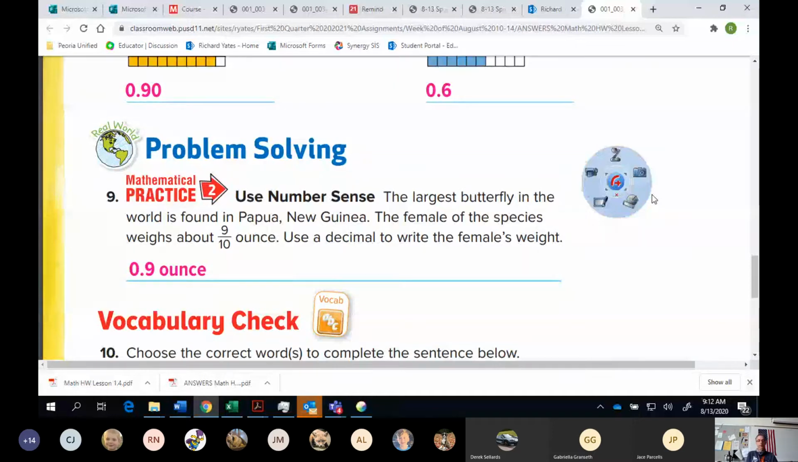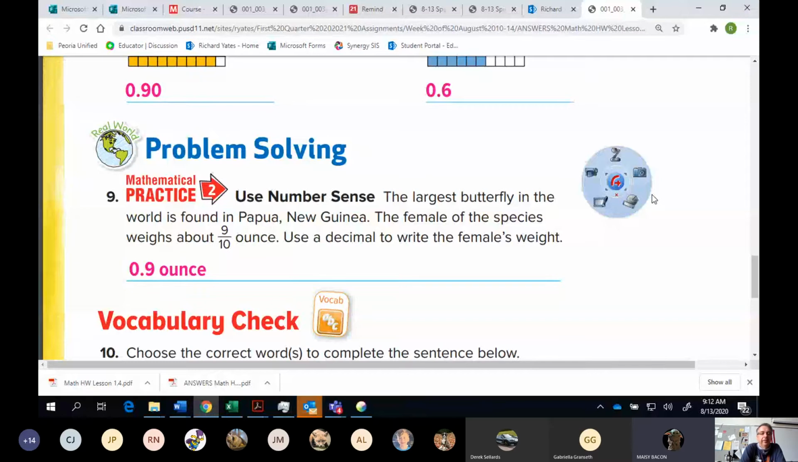Maisie, you want to go and mute your microphone? Take a look at your screen and read number 9. Use number sense. And by the way, it's Papua New Guinea as the country. I want you to read the question for me, please. And then we'll talk about your sentence.